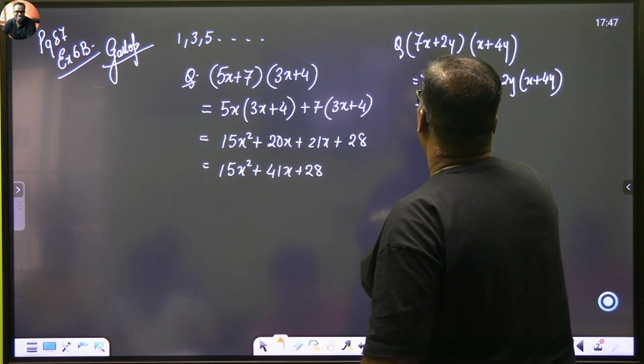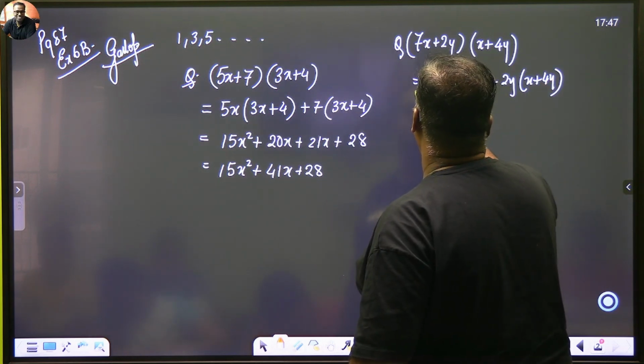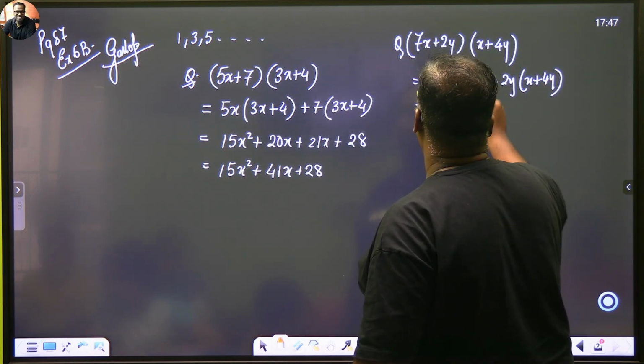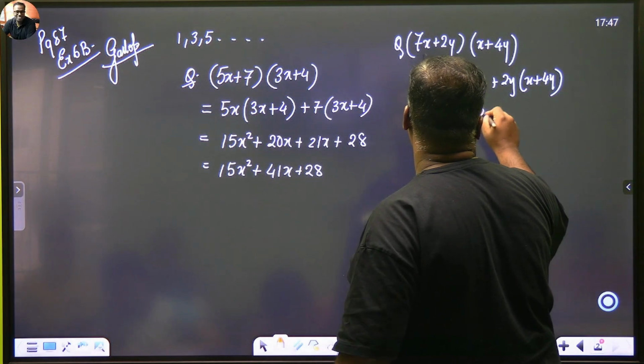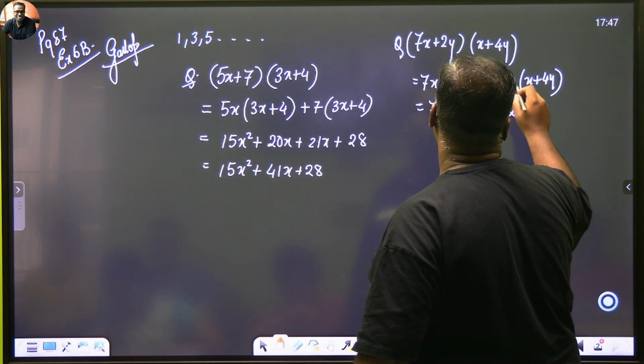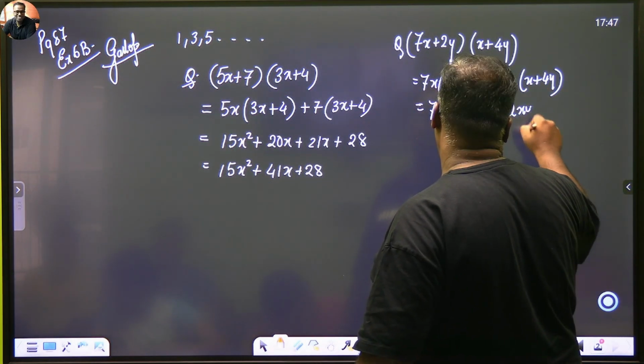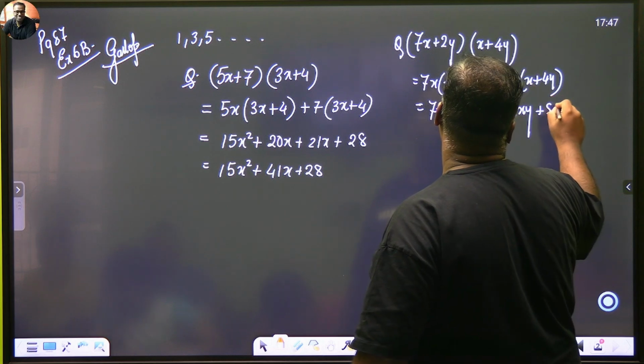Right? So 7x into 7x is 7x squared. Now look here: 7 into 4 is 28. x and y are multiplying, so I will use the alphabetical order and write it as xy. Then I have a 2. Again, x and y are multiplying, I'll still write xy. And this is 8y squared.